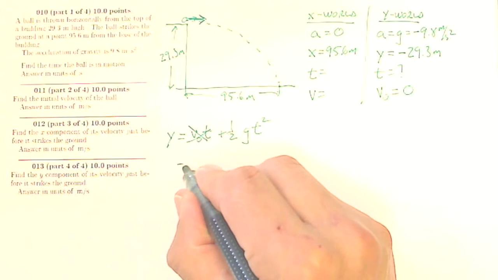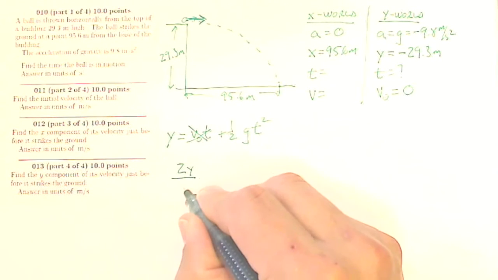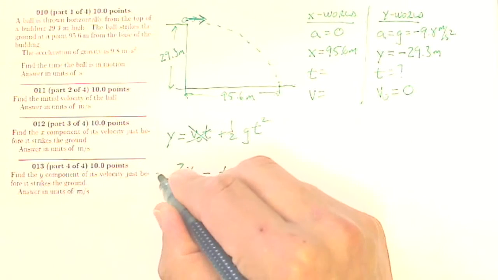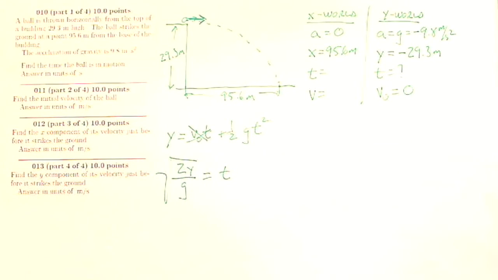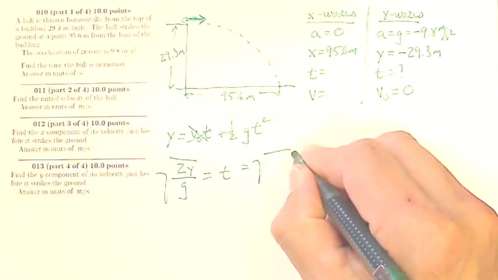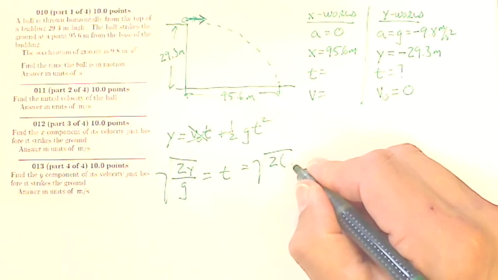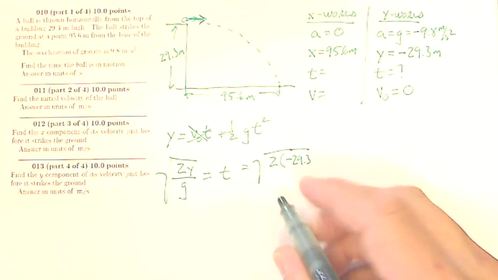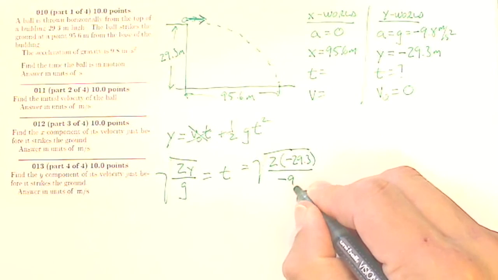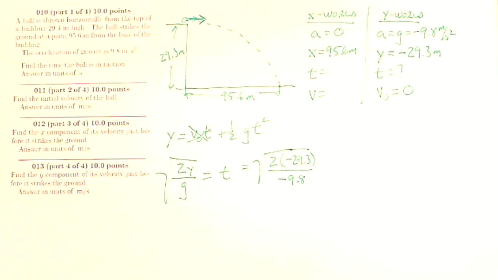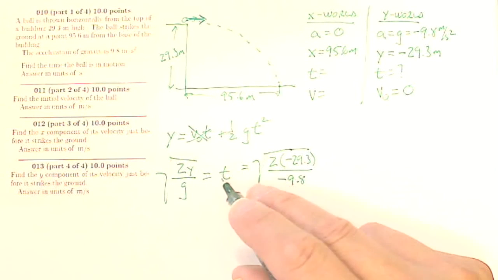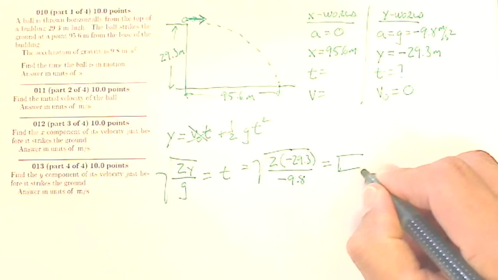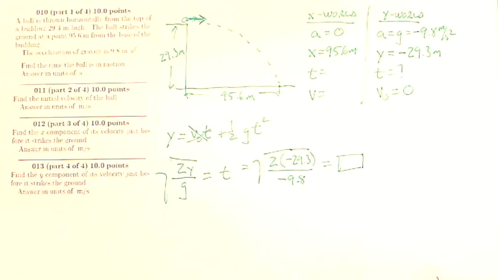So multiply by 2, so I get 2y divided by gravity. That's going to be equal to t squared. So if I square root both sides, that's my time, is the square root of 2y over g. So that's going to be the square root of twice my negative 29.3 is my y, and my g is negative 9.8. When I do that, this will be positive, so I'll find the square root of a positive number, and that will give me time. So that is my answer to question number 10.